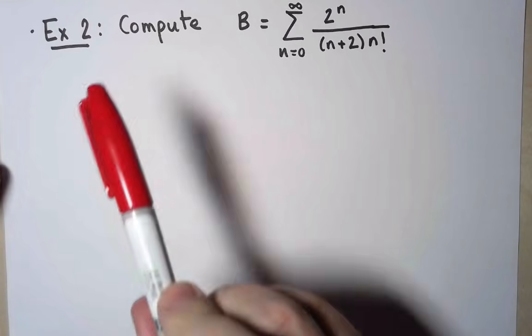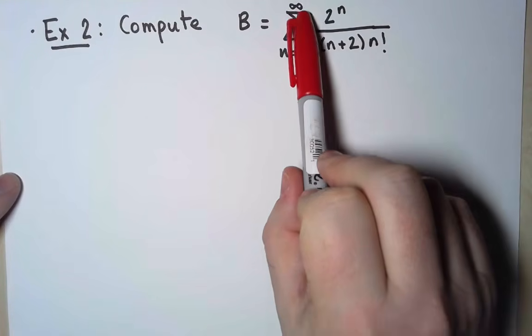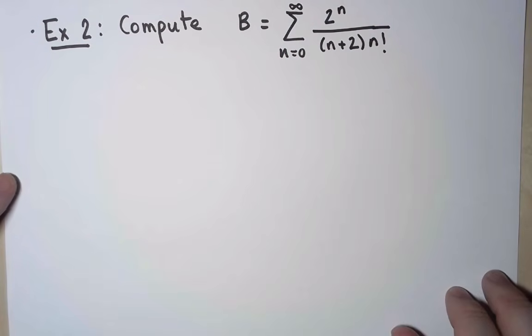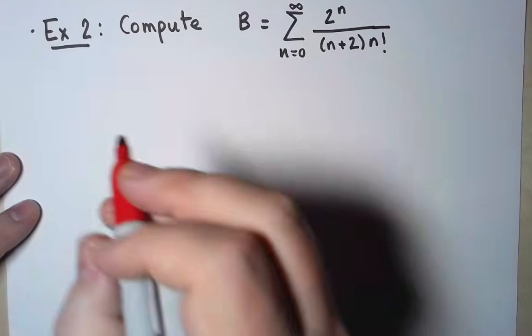For my second example, I want to compute the sum from n equals 0 to infinity of 2 to the n over (n plus 2) times n factorial. Like before, I'll begin by interpreting this as a power series.